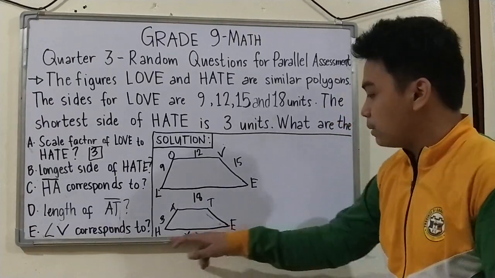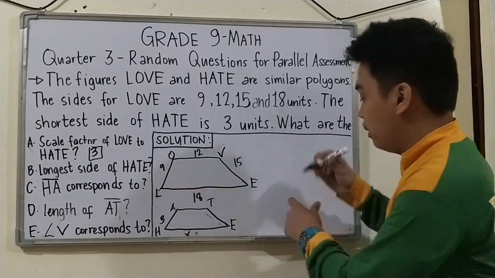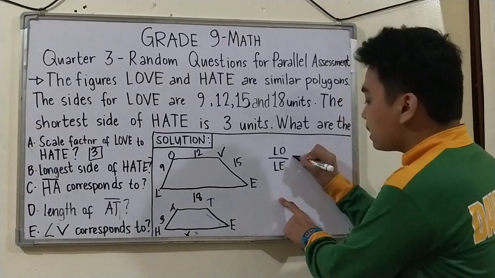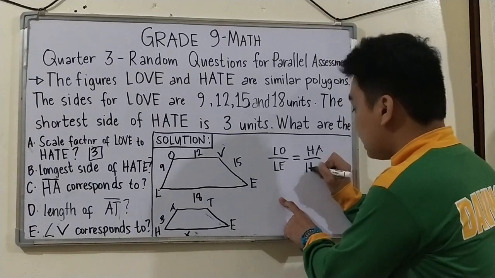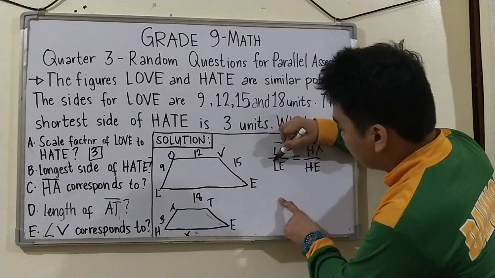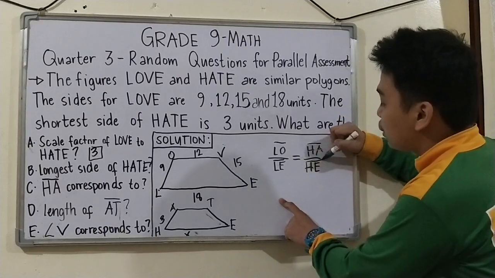So LE corresponds to HE. And remember that LO corresponds to HE. So we have LO over LE must be equal to HE over HE. Okay? Side LO over the side LE must be equal to side HE over the side HE.